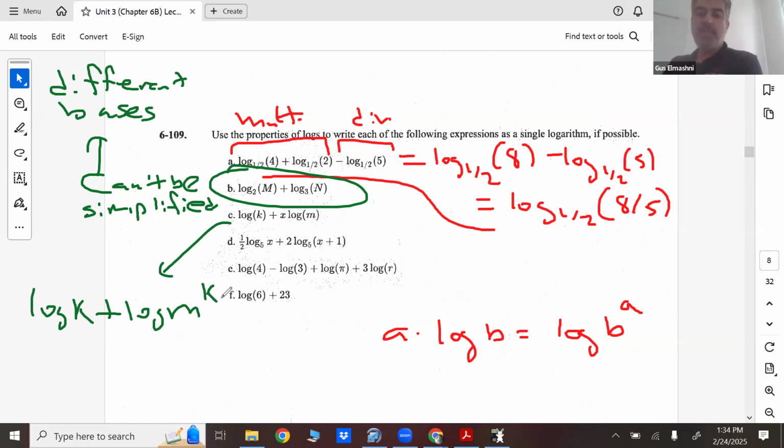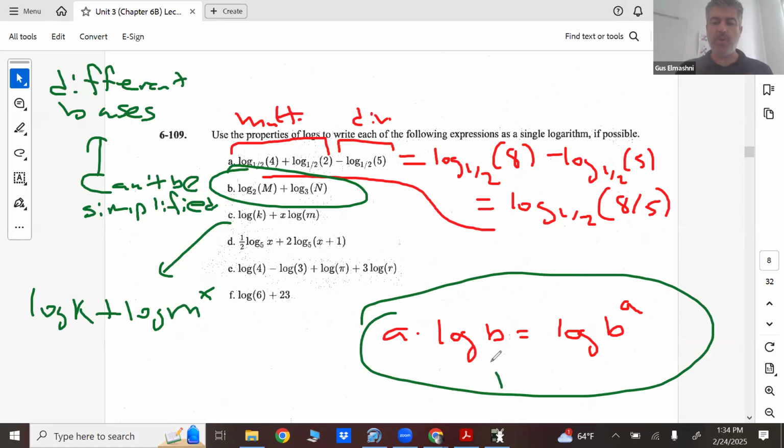As I mentioned, oh, that's an X, not a K. My bad. So when you have a number or a letter out in front, you can roll it to the back and it becomes an exponent. That's called the power property. And then you can combine it like this: log of K times M raised to the X power.